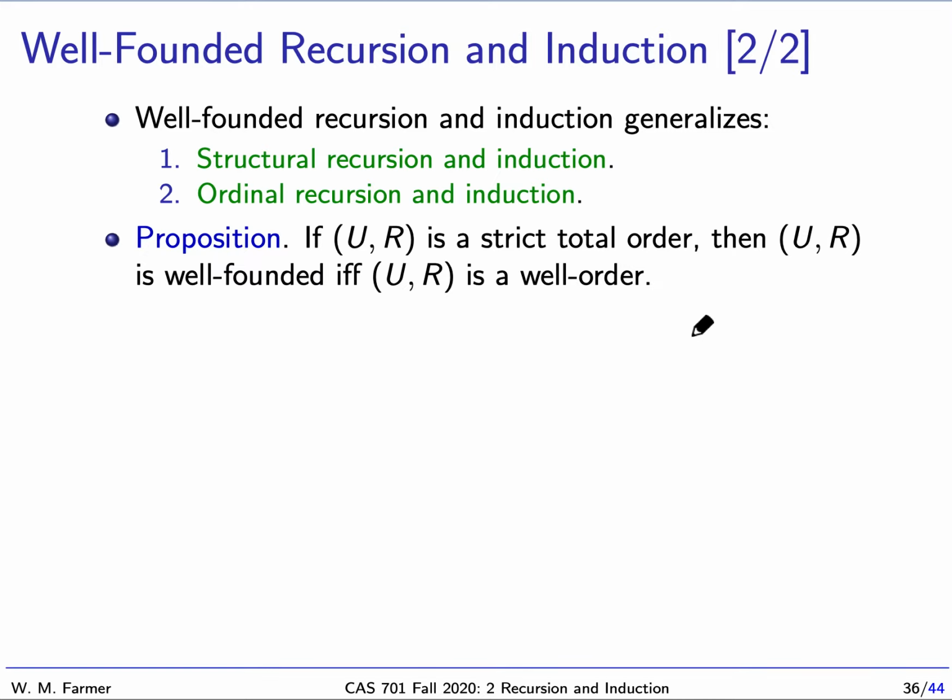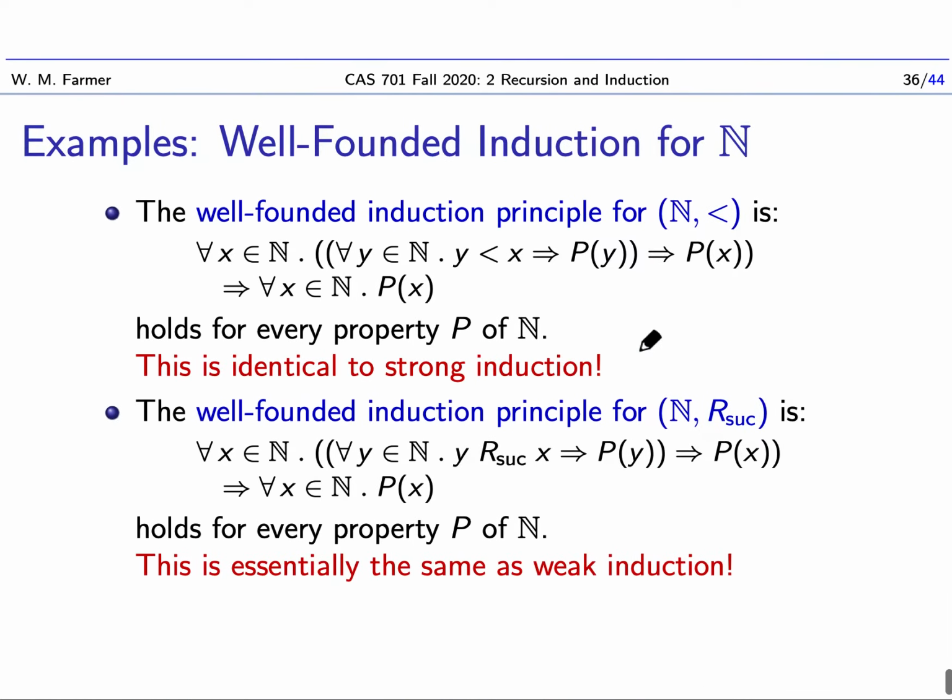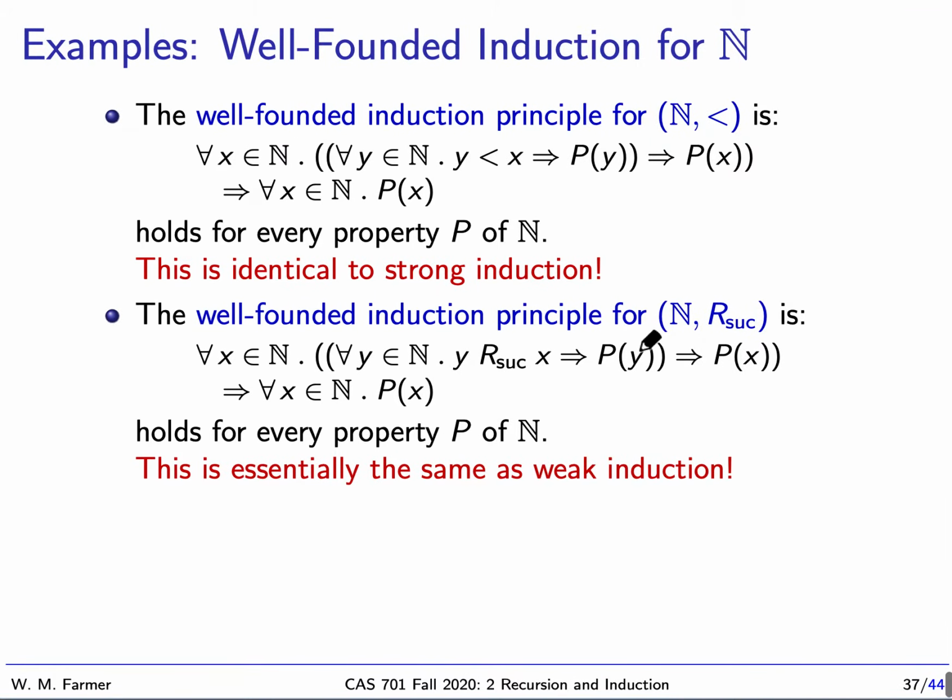Now there's a nice useful proposition that says if U R is a strict total order, then U R is well-founded if and only if U R is a well order. So another way of saying that, strict well orders are well-founded relations, and vice versa. Okay, so let's look at a couple examples for the natural numbers.